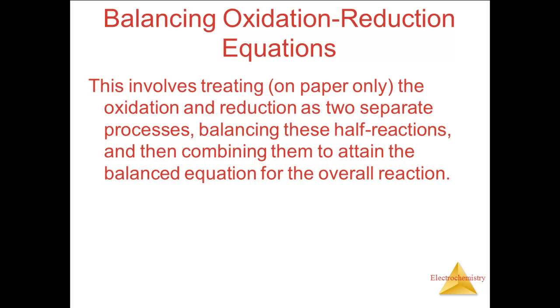This method involves treating the oxidation and reduction as two separate processes, balancing these half reactions, and then combining them to attain the balanced equation for the overall reaction. This separation cannot occur in real life, since the oxidation of one atom, the loss of electrons, cannot occur without the reduction of another atom, the gain of electrons. Separating the two half reactions is usually easy if only the species being oxidized and reduced are given. Each half is then balanced according to a specific pattern, and the balanced half reactions are combined to eliminate the electrons and produce a balanced net equation.